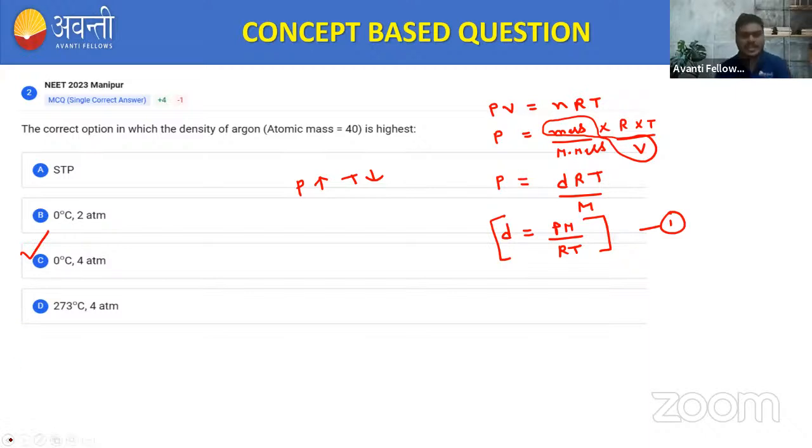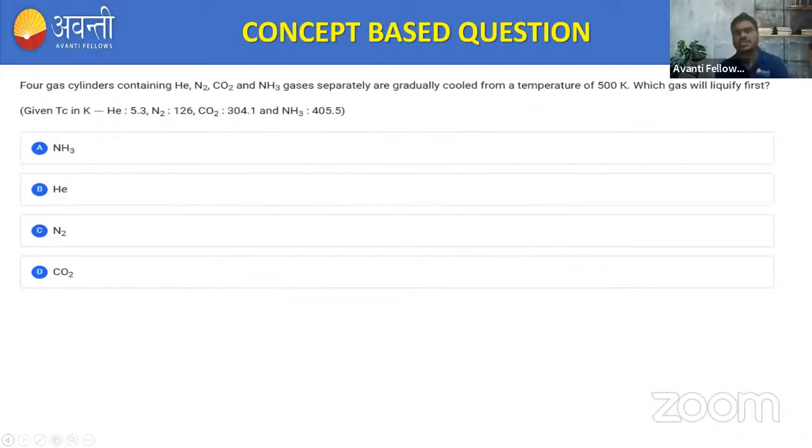That is the 0 degree Celsius and 4 atm. So this is the option in which the density is maximum. So I hope this is clear to you. Clear हो गया सबको? चलो. Now move to the next question.